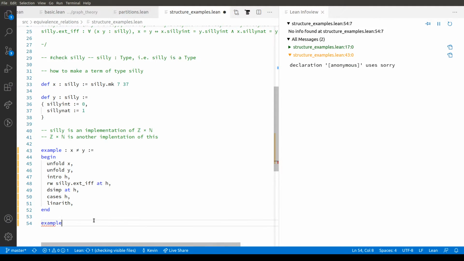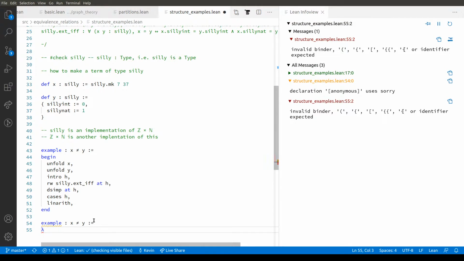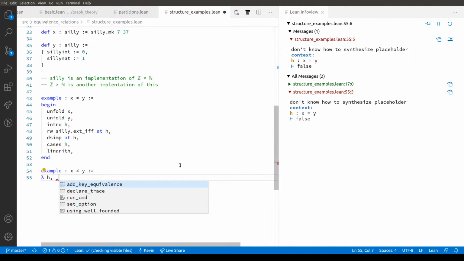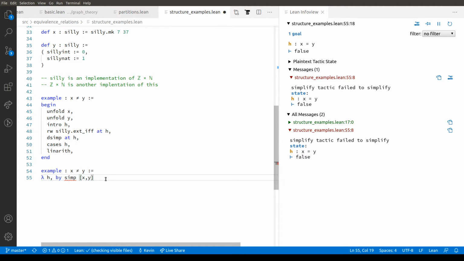Example, if x doesn't equal y. And this would be, let's lambda h underscore. So I'm trying to prove that x isn't y, so I assume that x is y, and now we have to prove false, right? This is not much fun to do in term mode. I'm not really sure I can do this in term. I mean, maybe by simp xy. Does that work? That doesn't work.